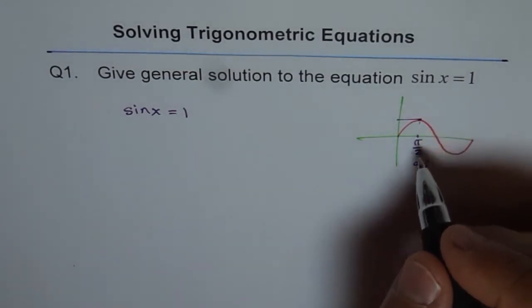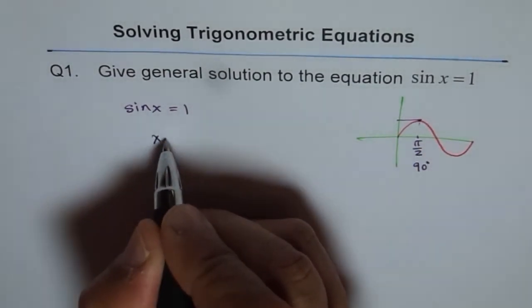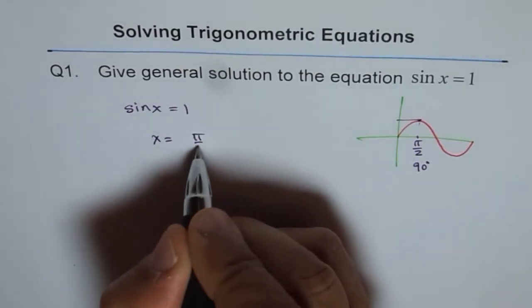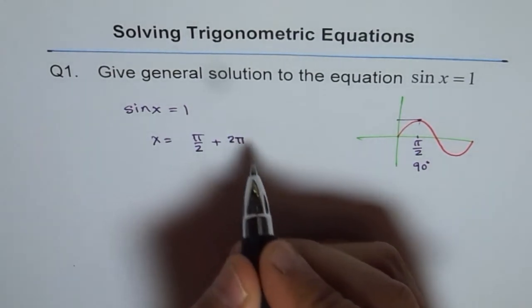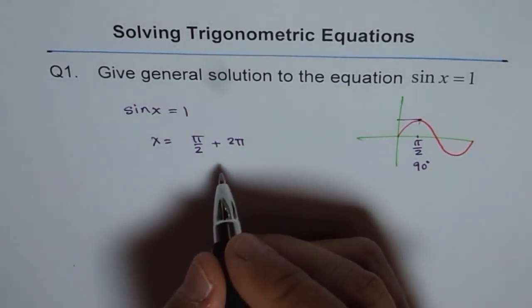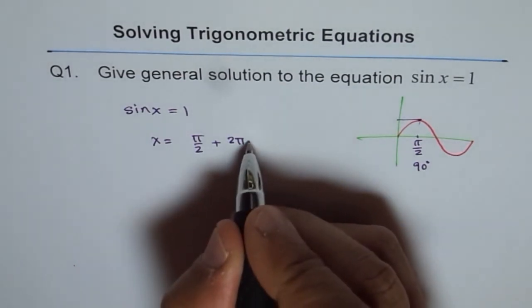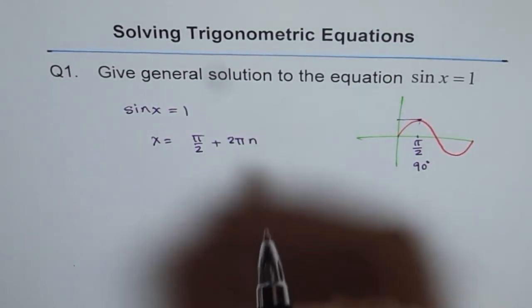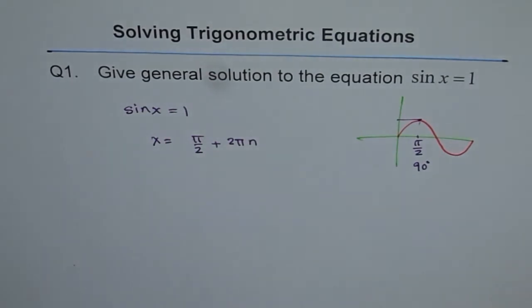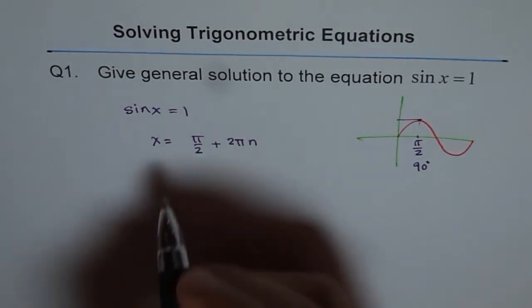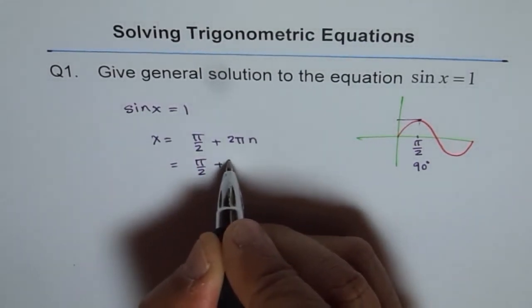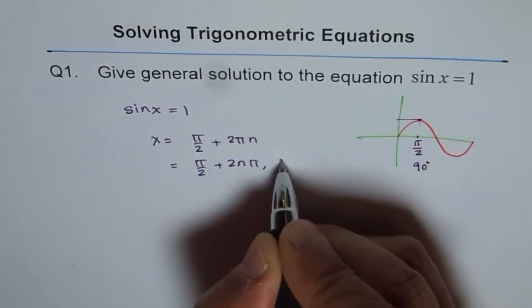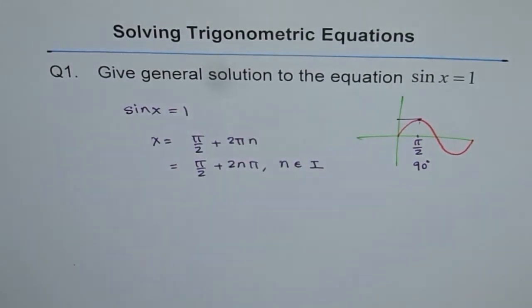So let us say our solutions are going to be x equals pi by 2, right? Next time it will be plus 2 pi, then again plus 2 pi. So in general we can say n times 2 pi, or 2 pi n, right? So every time multiples of 2 pi get added on to this, and therefore we can write this solution as pi by 2 plus 2n pi, where n belongs to the set of integers. So this is one way of writing a solution.